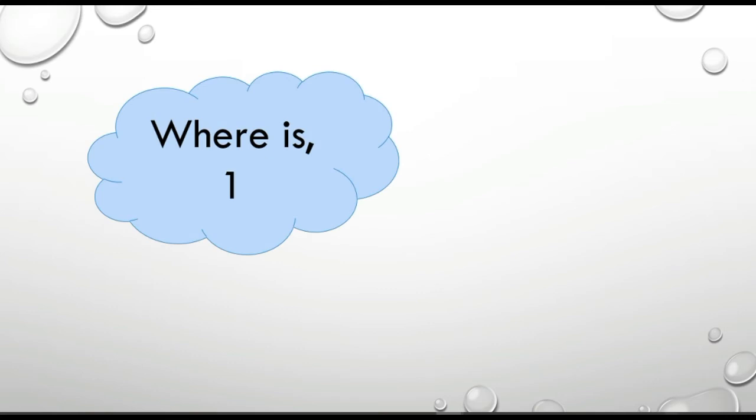I'm going to explain for you where is. We use is with one thing, one item. For example, a book. Where is the book? For example, where is the pencil? Where is the rubber? Where is the ruler? Okay? So we use is with one thing.